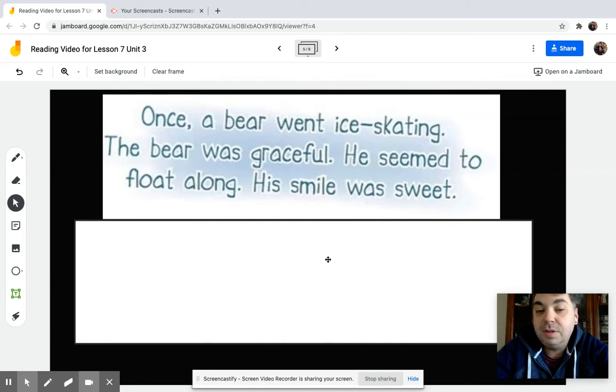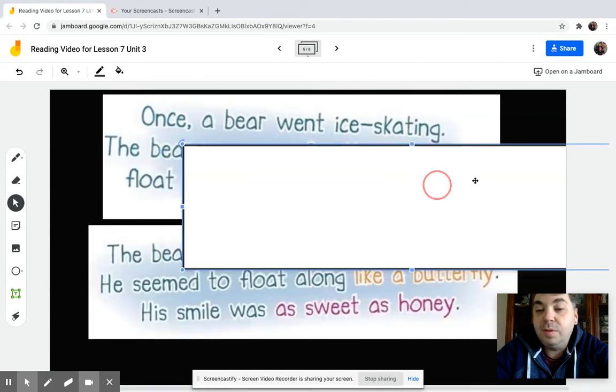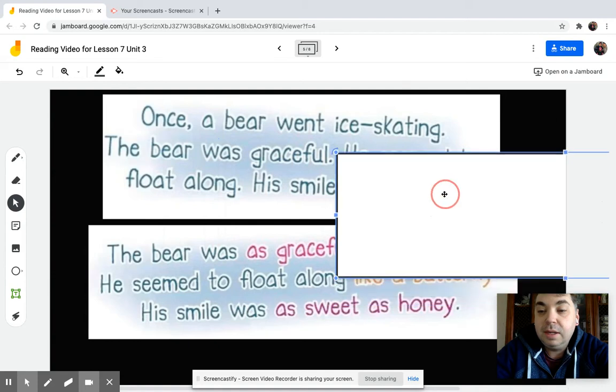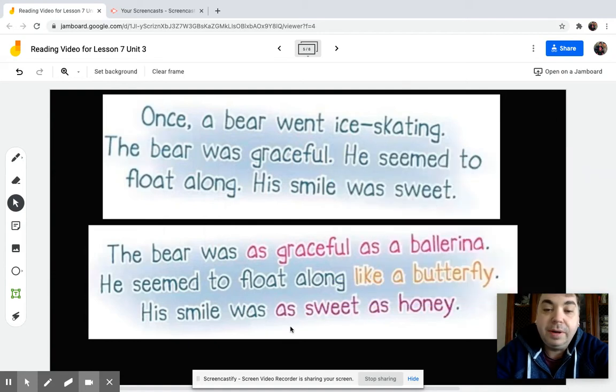And now let me show you an example of using more comparisons in your writing. Let me move this out of the way a little bit. Actually, I think I might just delete it. There we go. It says, the bear was as graceful as a ballerina. So instead of saying the bear went ice skating or the bear was graceful, it was as graceful as a ballerina.